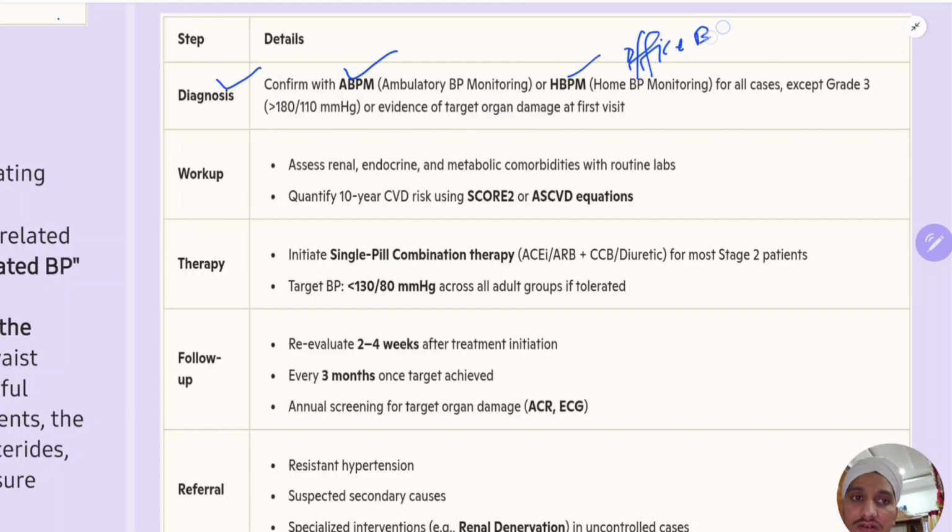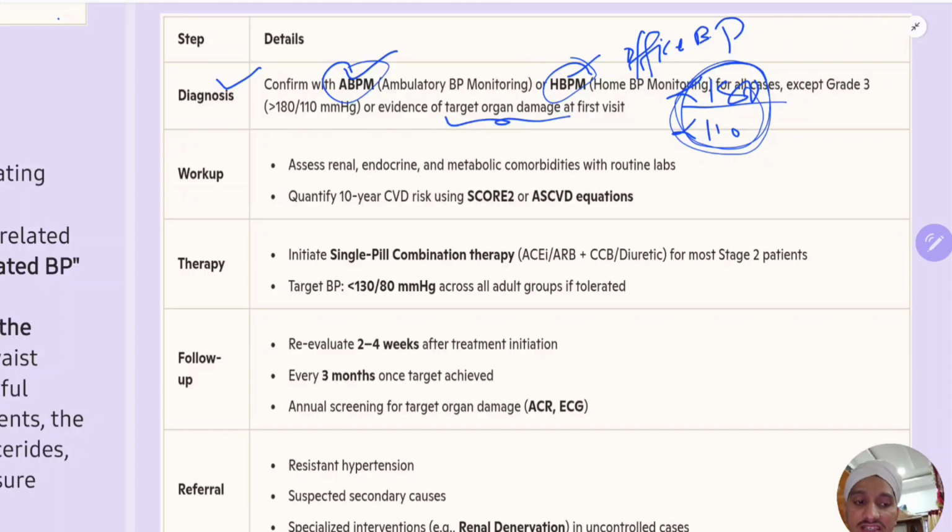One more thing is office BP, for those who can't do these two. Okay. And the cutoff for these two are different. But this is possible only when the SBP is below 180 and DBP is less than 110. If the SBP and DBP cutoffs are more than this, or if there is target organ damage at the first visit, then you will start the antihypertensive drugs there itself at the first visit only.